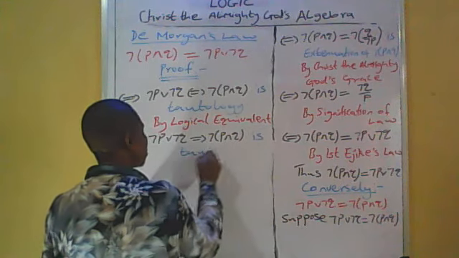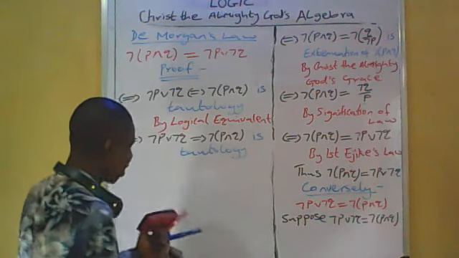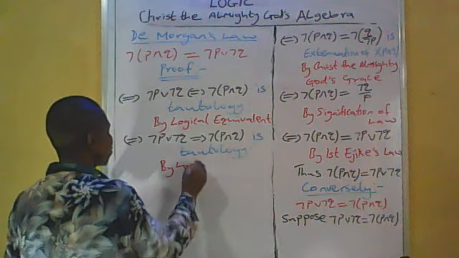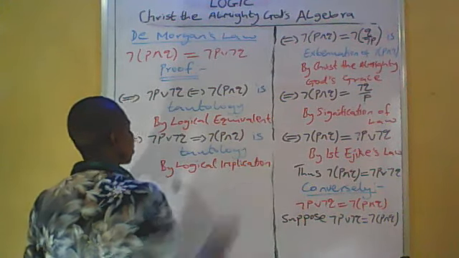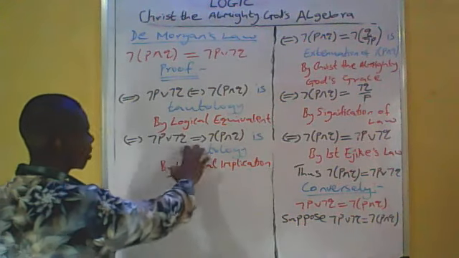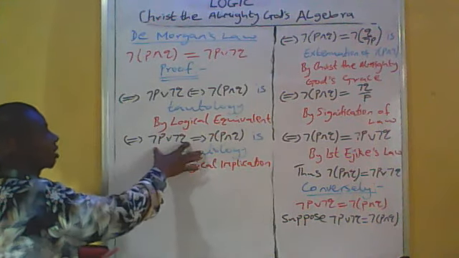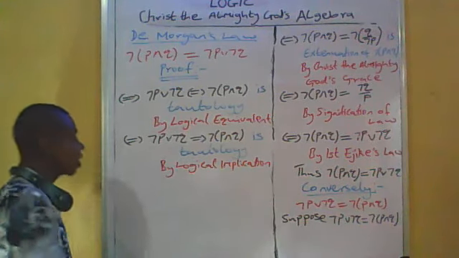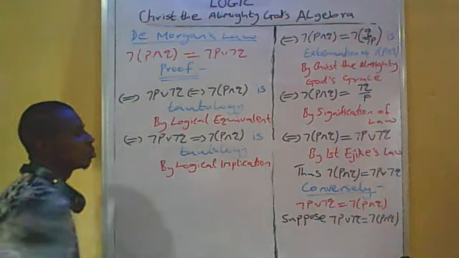Is tautology being justified by logical implication. Since this statement is tautology, we then deduce for certain that not P or not Q exists. And if it exists, we say that not P or not Q is logical implication of not bracket P and Q.